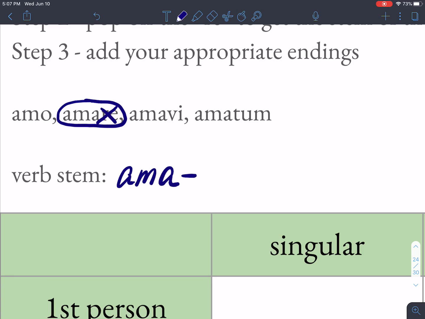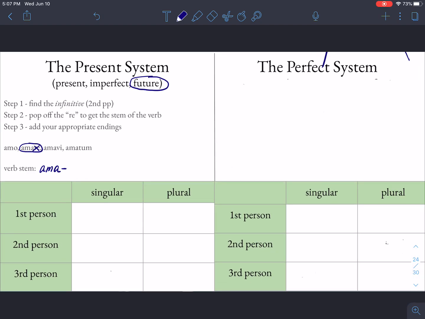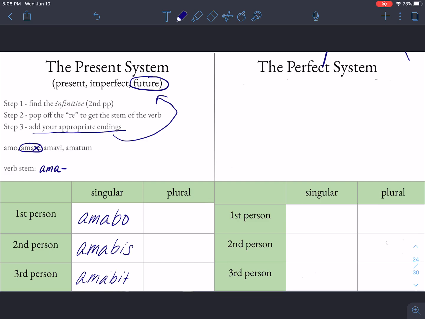To the tune of the Macarena. All right, so now we've got our stem, ama. Now let's add our future tense endings. Let's add the appropriate endings, and because we're doing it in the future tense, we have to use the future endings. So ama bo, ama bis, ama bit, ama bimus, ama bitis, ama bunt.